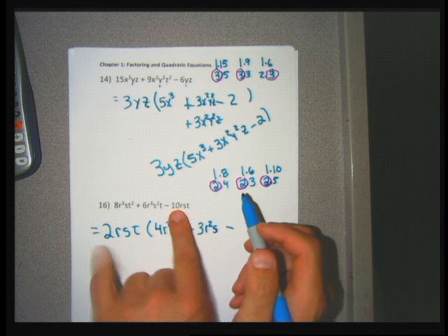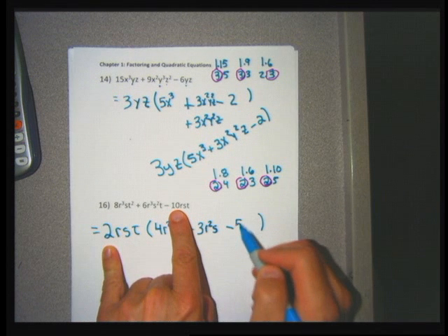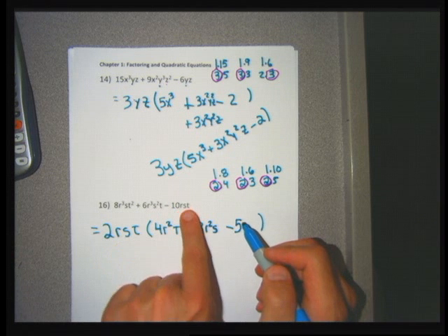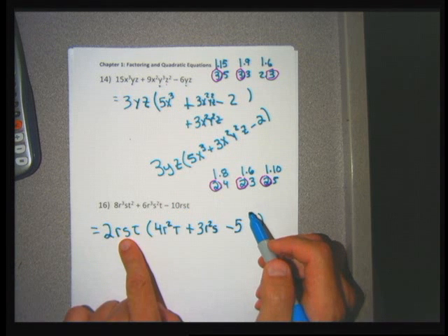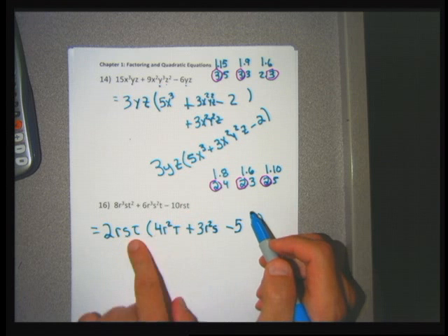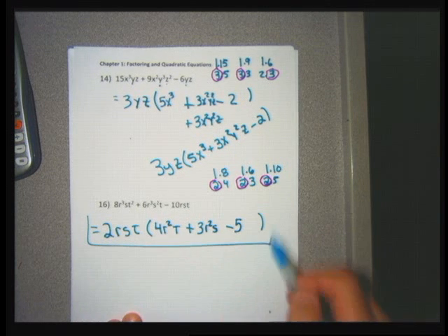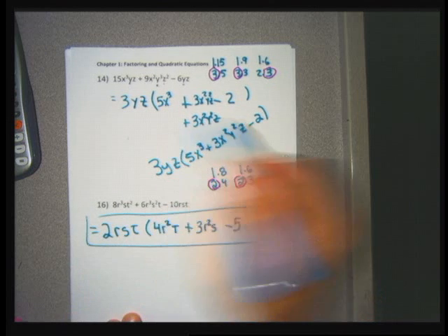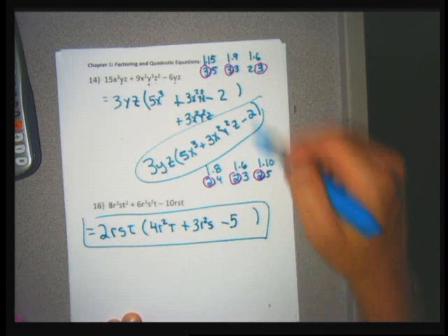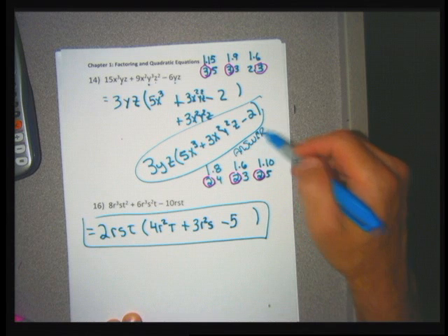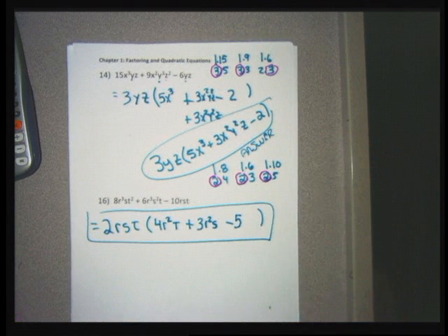Last piece, 10 divided by 2 is 5. It had 1 R, but I took the R out, I don't need an R. It had 1 S, I took 1 S out, I don't need an S. It had 1 T, I took 1 T out, I don't need a T. I believe that's the answer to the last problem.